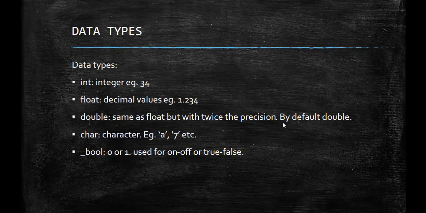So after the dot there are many more values that double can hold, and usually when you just write a decimal value it will be double by default. Then there is a char data type which is for character, for example A. It stores a single character within single quotes. Then there is bool which stores just two values, also called binary values, 0 or 1. It is usually used for on, off, or true, false kind of situations.